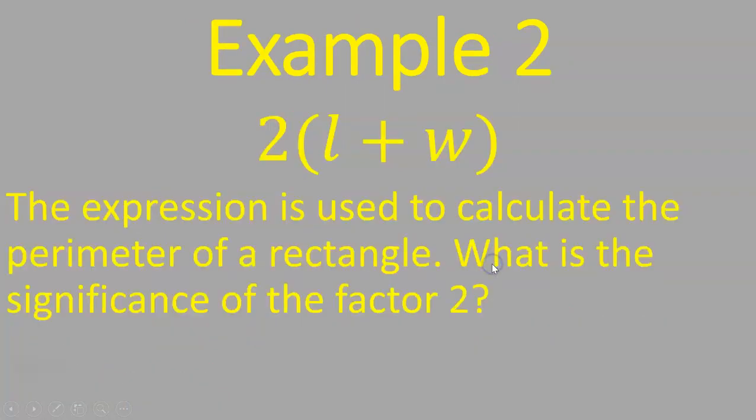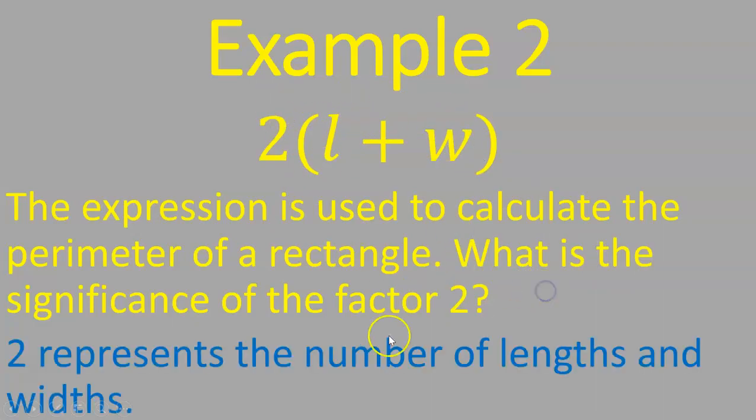So using the same expression, this doesn't have the actual P equals, but it's the expression they use to calculate the perimeter of a rectangle. What's the significance of the factor 2? So if you think about a rectangle, we know there's 2 lengths and 2 widths. So therefore the 2 would represent the number of lengths and widths.